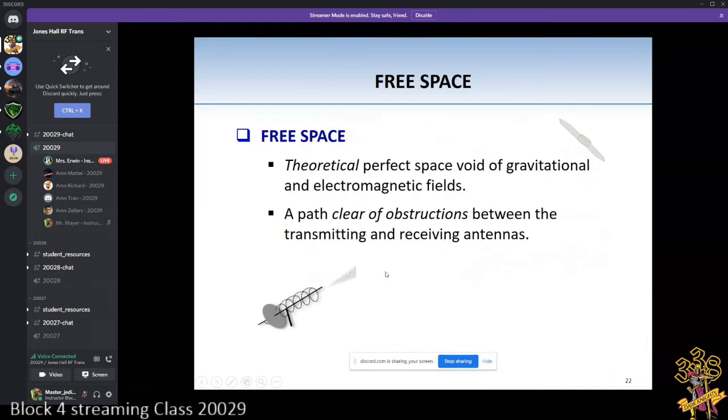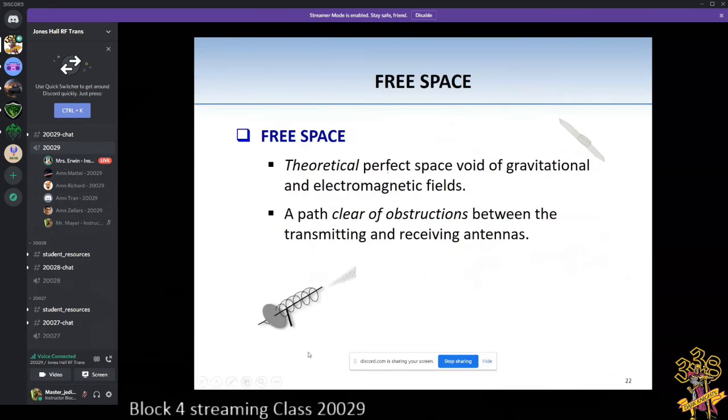Free space. Theoretical perfect space is void of gravitational and electromagnetic fields. We're not operating in a theoretically perfect space. But when we talk about free space, we're just talking about a path clear of obstructions.